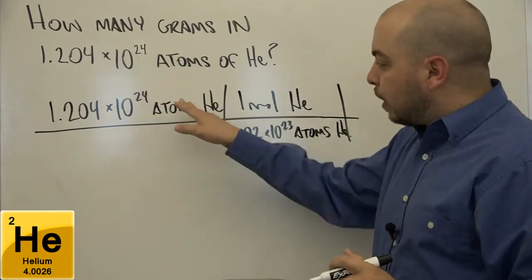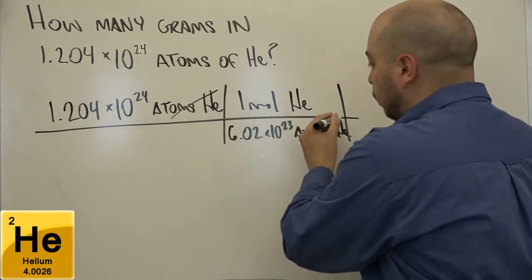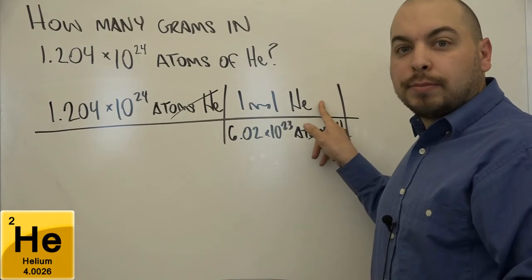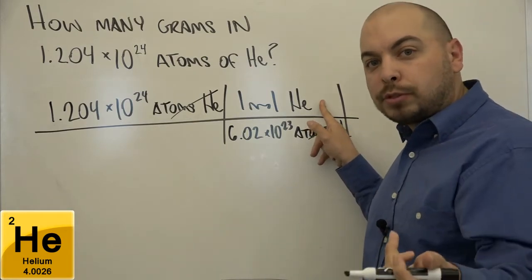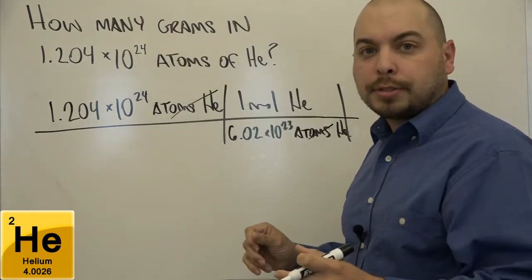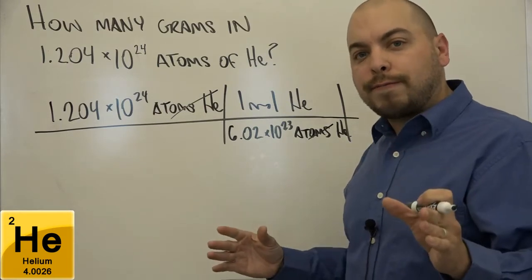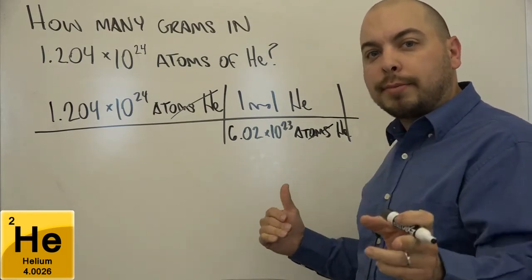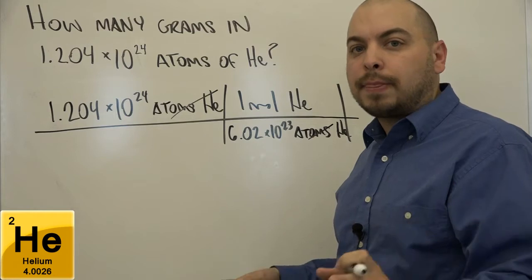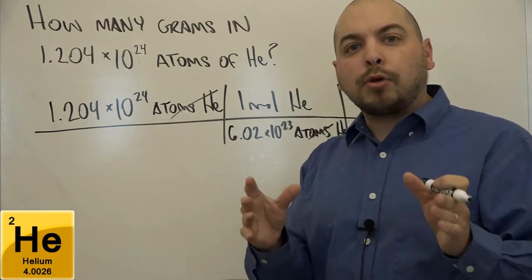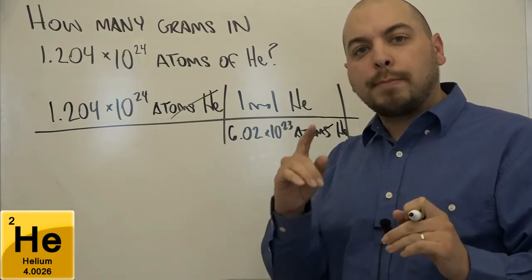At this point, we've canceled out atoms of helium, and we're effectively in moles of helium. But we don't want to finish in moles of helium, we want to finish in grams. So we're going to have to use another conversion factor to get from moles into grams. This is going to be our molar mass of helium. If you check the periodic table, the molar mass of helium is 4 grams per mole.